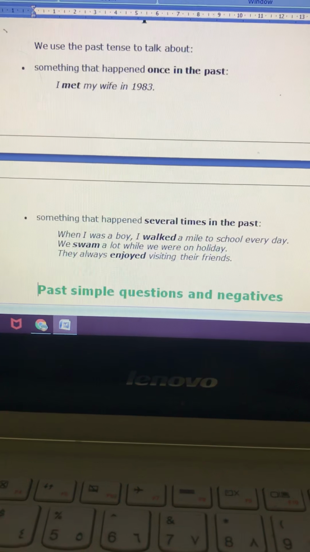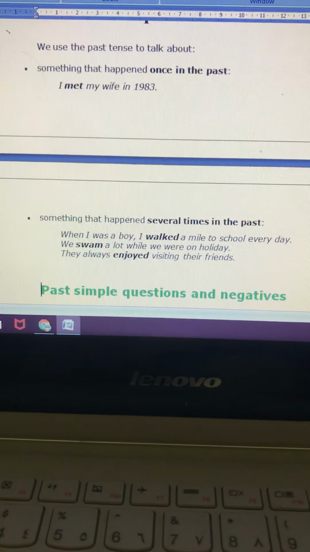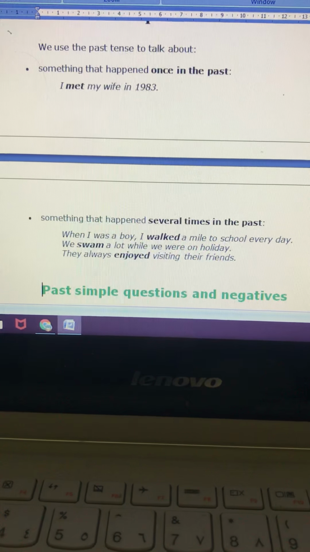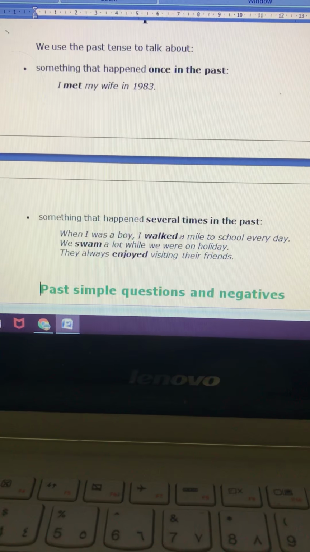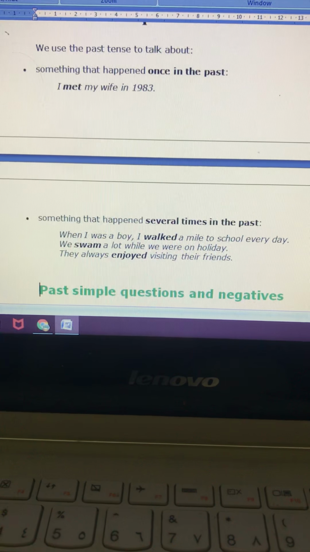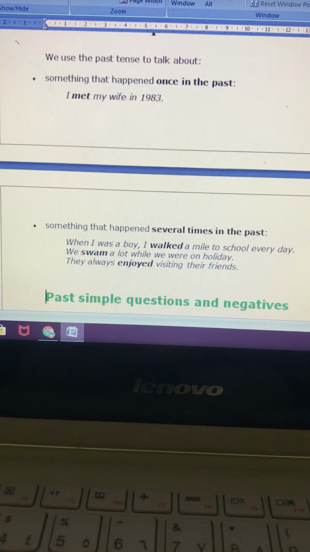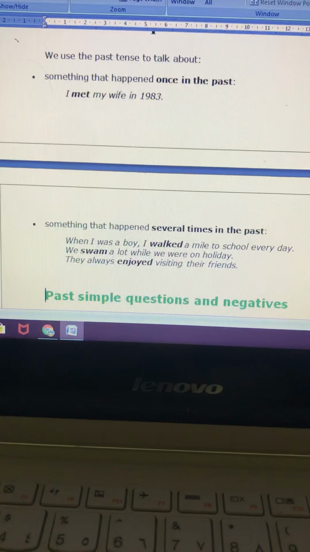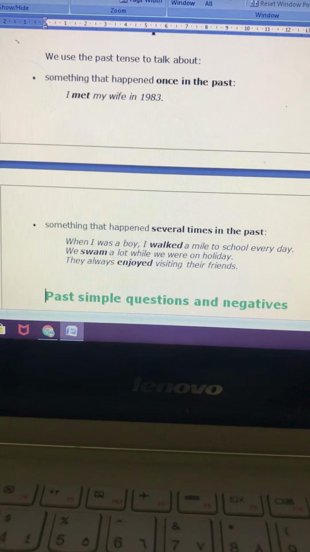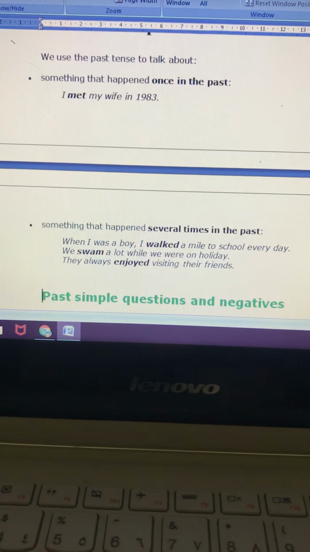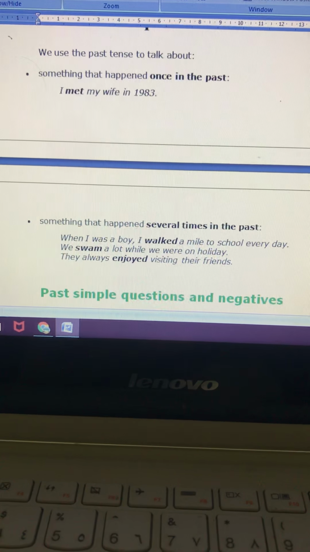The second one is something that happened several times in the past. Here I don't want you to be confused with the fact that it's like a habit. Like in the example, when I was a boy, I walked a mile to school every day, since every day it's a kind of habit. That's something you do as a routine. But you need to be focused on the fact that we are talking about past actions. Another example, we swam a lot while we were on holiday. They always enjoyed visiting their friends.